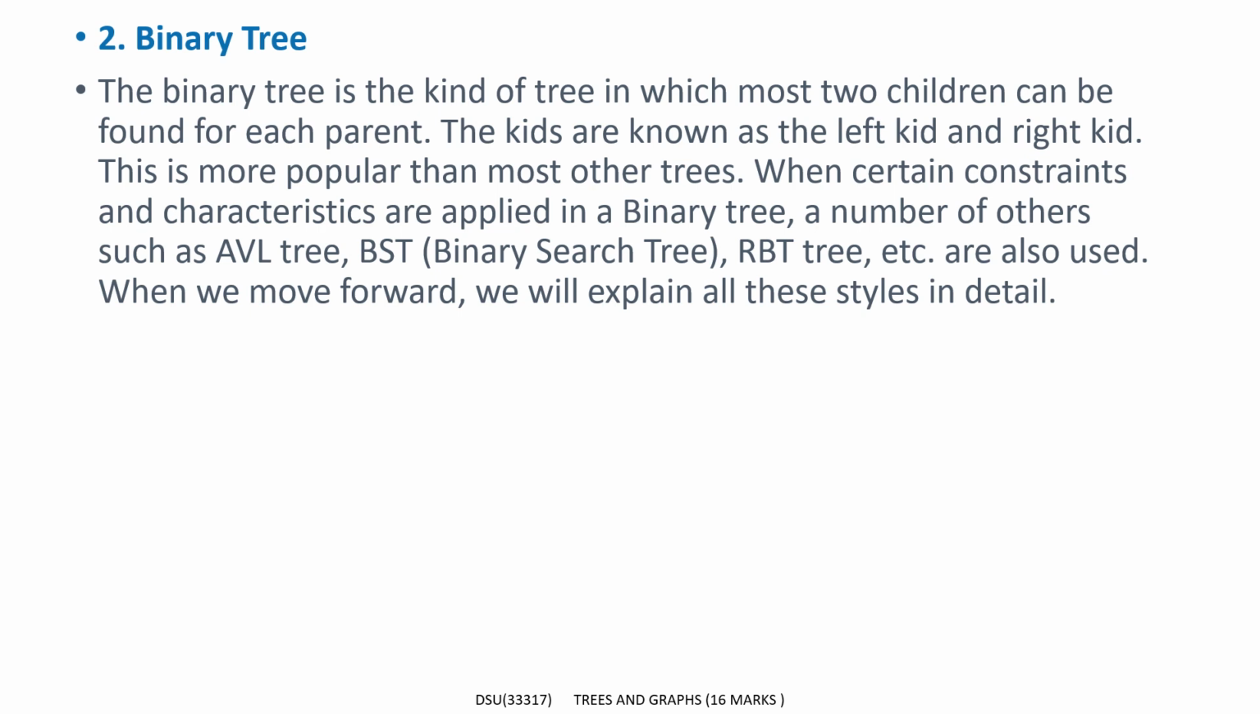Now second is the binary tree. The binary tree is a kind of tree in which at most two children can be found for each parent. The children are known as the left child and the right child. This is more popular than most other trees. When certain constraints and characteristics are applied to a binary tree, a number of others such as AVL tree, BST, RBT, etc. are also used. When we move forward, we will explain all these types in detail.